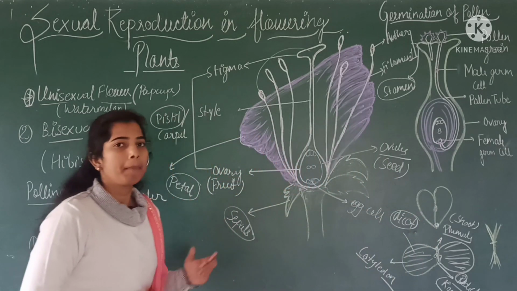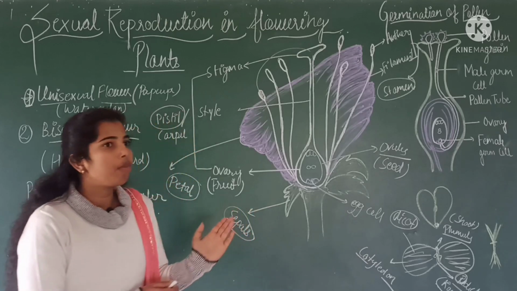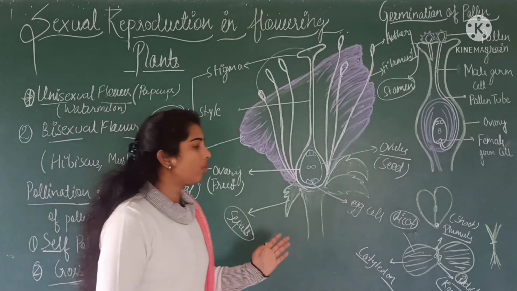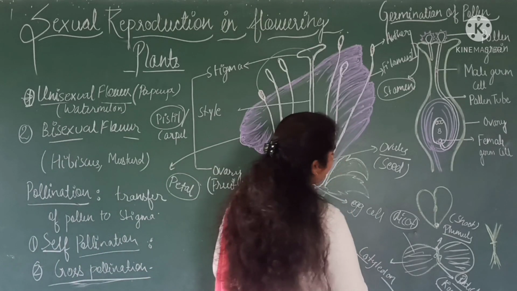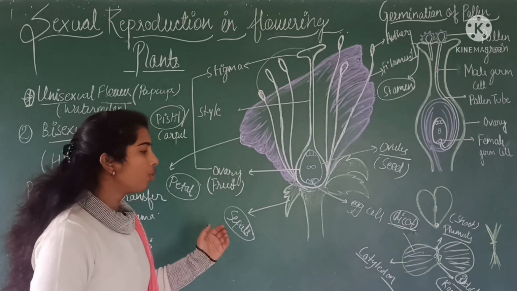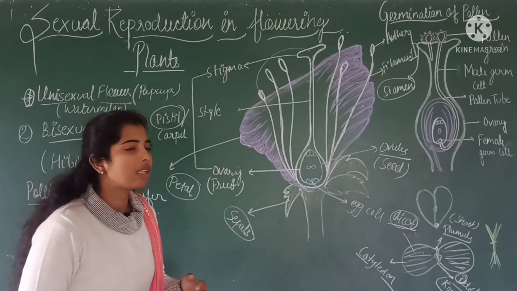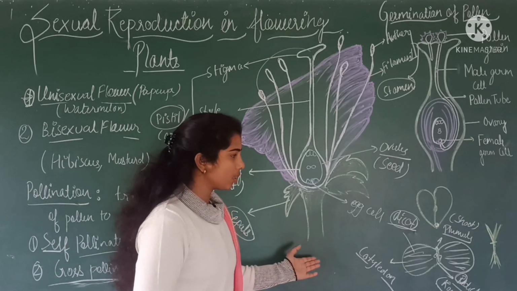As you see in pea, there are two cotyledons, and in wheat and rice, only one cotyledon is present. So we can say they are monocots, and pea, mostly all the pulses, are dicots.